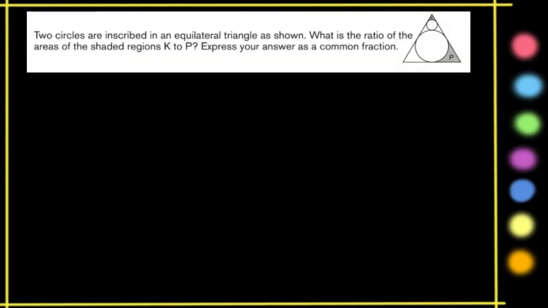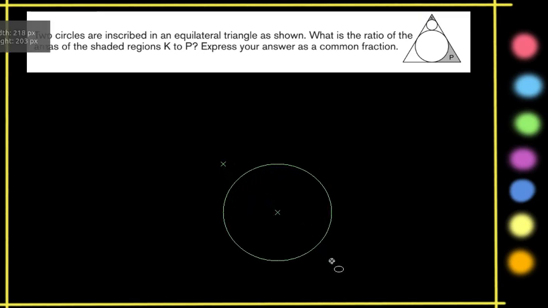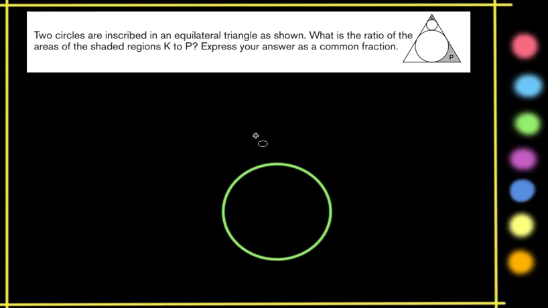All right. 2 circles are inscribed in an equilateral triangle as shown. Okay. Maybe I'm going to learn my lesson and draw my circles first. Let's see how that works. It might still be hard to get this to line up, but something like that. We'll see if we get something close to an equilateral triangle out of this. Okay, something like that.